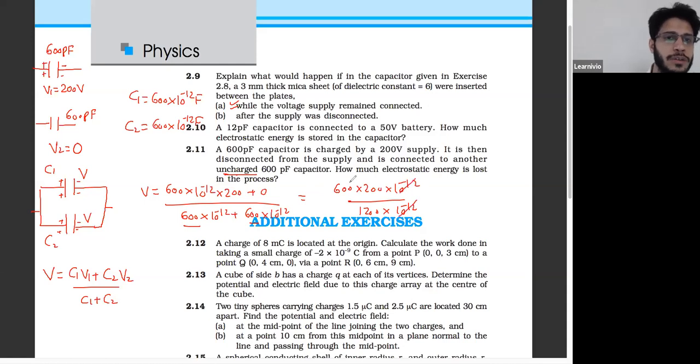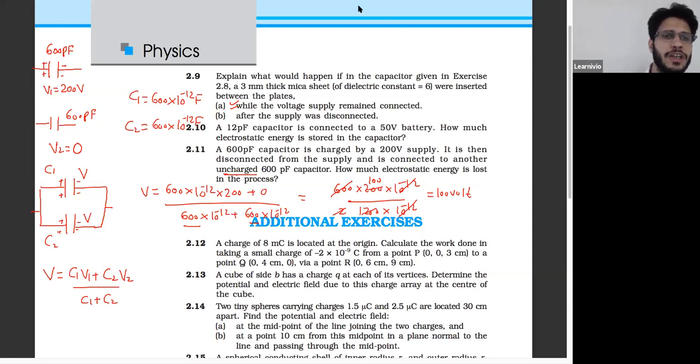600 will cancel with 1200, it's 2. It gets cancelled out, it's 100. So the potential difference comes out to be 100. That's the common potential. But the question is asking how much electrostatic energy is lost in the process.